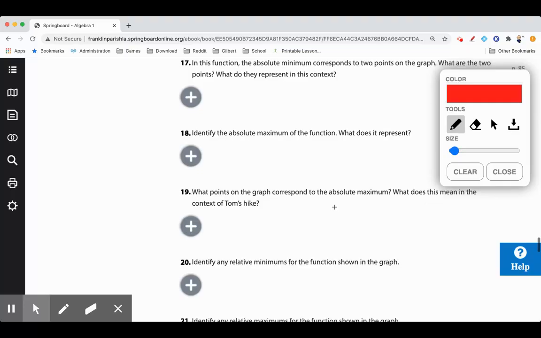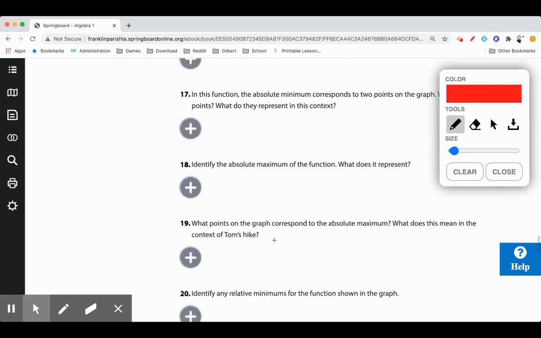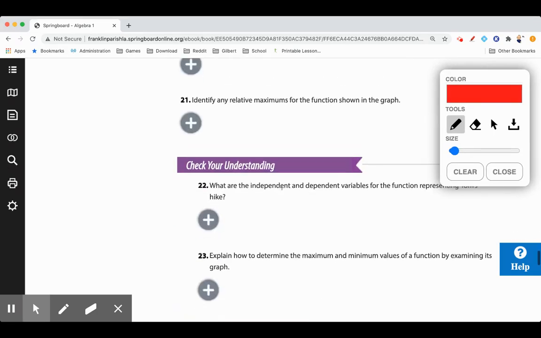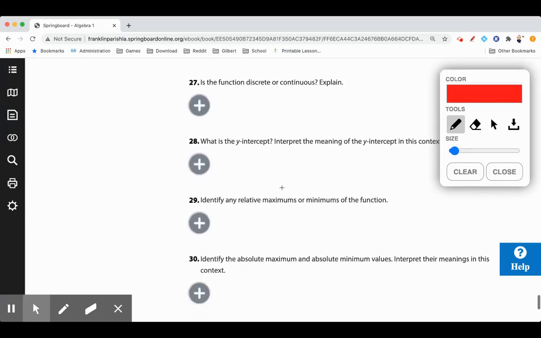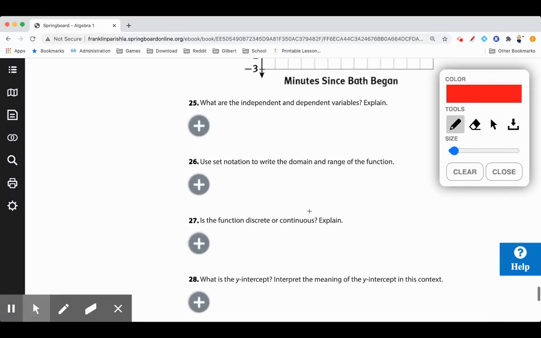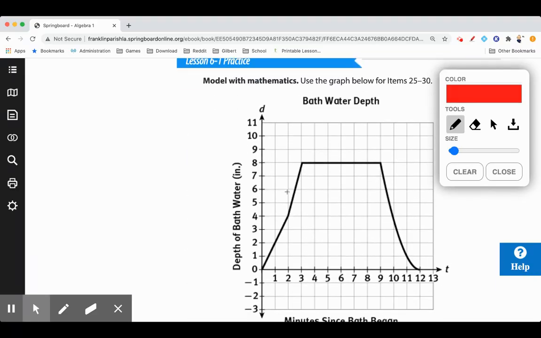Okay, what points on the graph correspond to the absolute maximum? It's similar. Look for the highest point on the graph and think of the context. What does it mean when we're talking about Tom's hike and the highest point over here? Read the variables to think, what are they talking about? Identify any relative minimums or maximums. Find the y-intercept. Is it discrete or continuous? It's just some questions to see if you understand most of the vocabulary and how to read a graph.